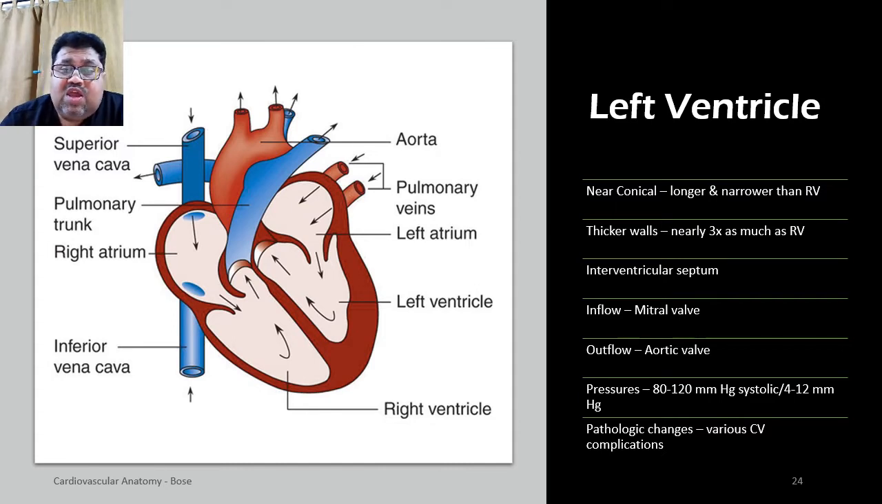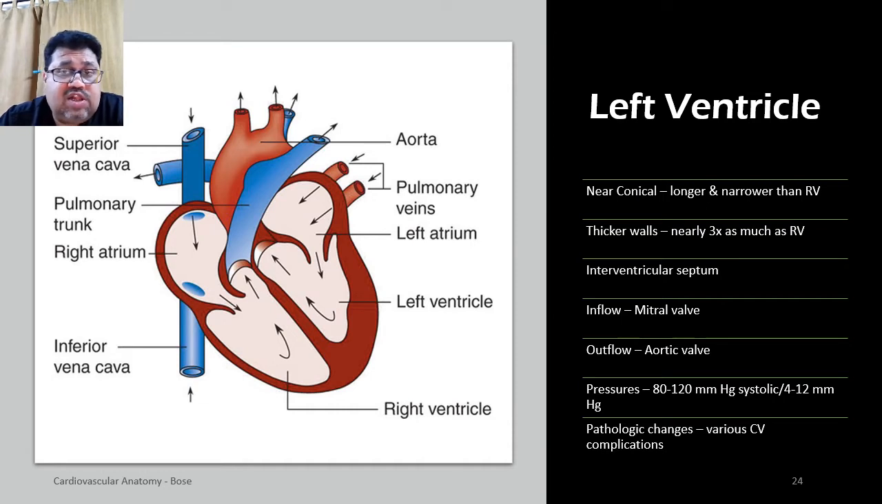Normal systolic pressures within the left ventricle are 80 to 120 millimeters of mercury, and the diastolic pressures are about 4 to 12 millimeters of mercury. One more time, these values of pressures within cardiac chambers is an important concept. Because of the elevated pressure within the left ventricle, the wall thickness of the left ventricle is greater, as we just discussed.